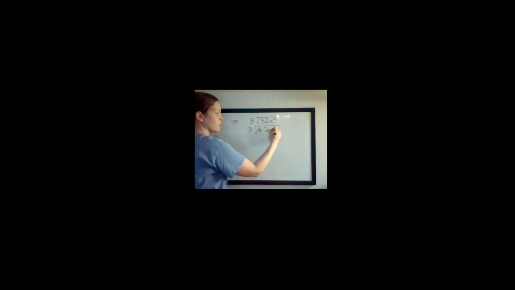X to the 5th. I'm going to break this down just to x to the 4th times x this time. I mean, I could break this down to x squared, x, but let's try to think ahead a little and think x to the 4th. This is going to come out as x squared. And then the 16 is going to come out as a 4. Square root of 16 is 4.